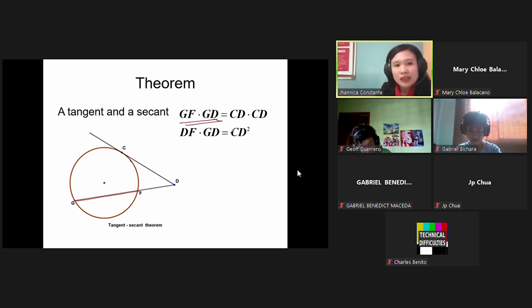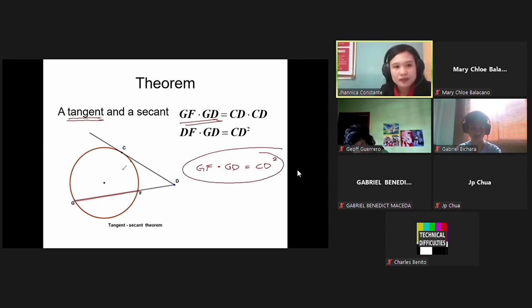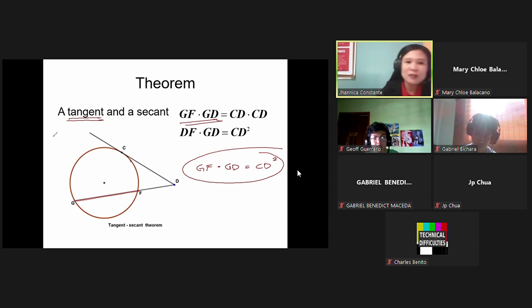And it will be equal to the tangent. In finding the measurement, since it's tangent, you're going to square the measurement of that tangent. So we can say we have GF multiplied to GD equals to CD squared. That's the theorem when it comes to tangent and a secant. One tangent forming an angle with a chord, and a secant. So to find the measurement or the length of a segment in that circle with that part, which is the tangent and the secant, we're going to multiply the secant multiplied by the whole chord, which is equal to the square of the tangent. For example, we have this problem.